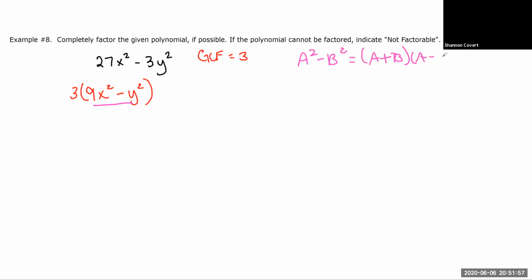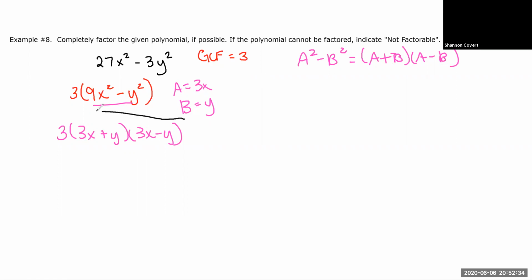And these parentheses can be rewritten, a plus b, a minus b, or a minus b, a plus b. It doesn't really matter. So I just have to identify what do I take times itself here to get 9x squared. So I keep my 3 on the outside. So essentially in this problem, my a is 3x and my b is y. So that's going to be 3x plus y, 3x minus y. Okay. So box that one in. That's our answer.